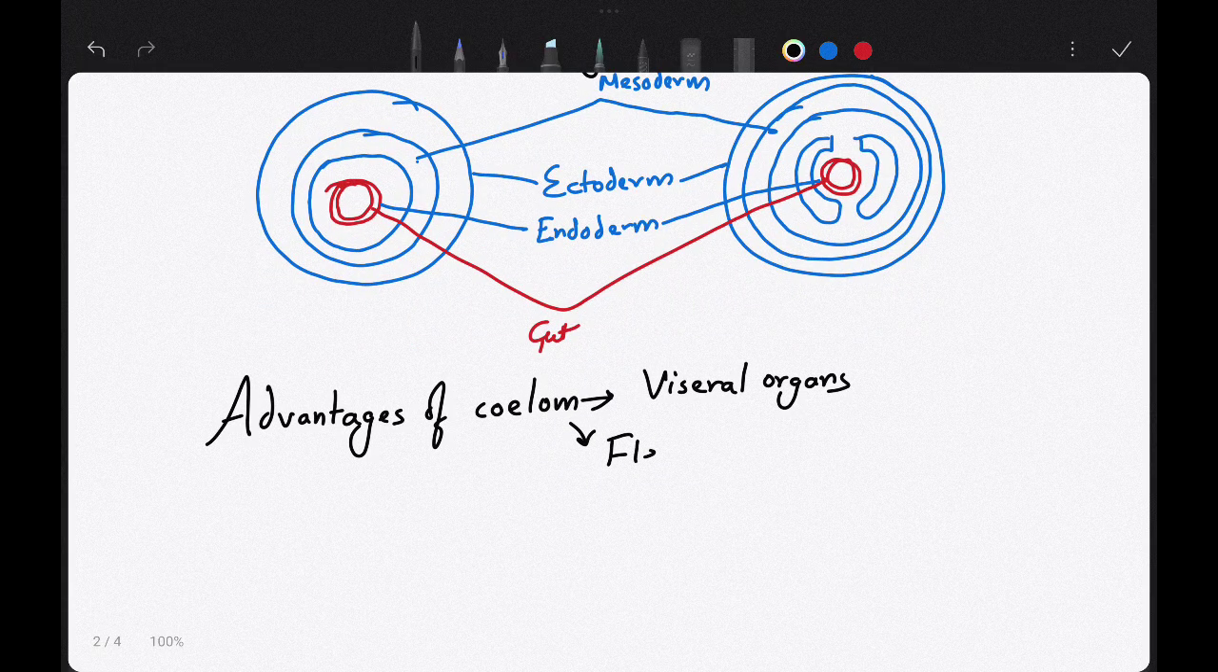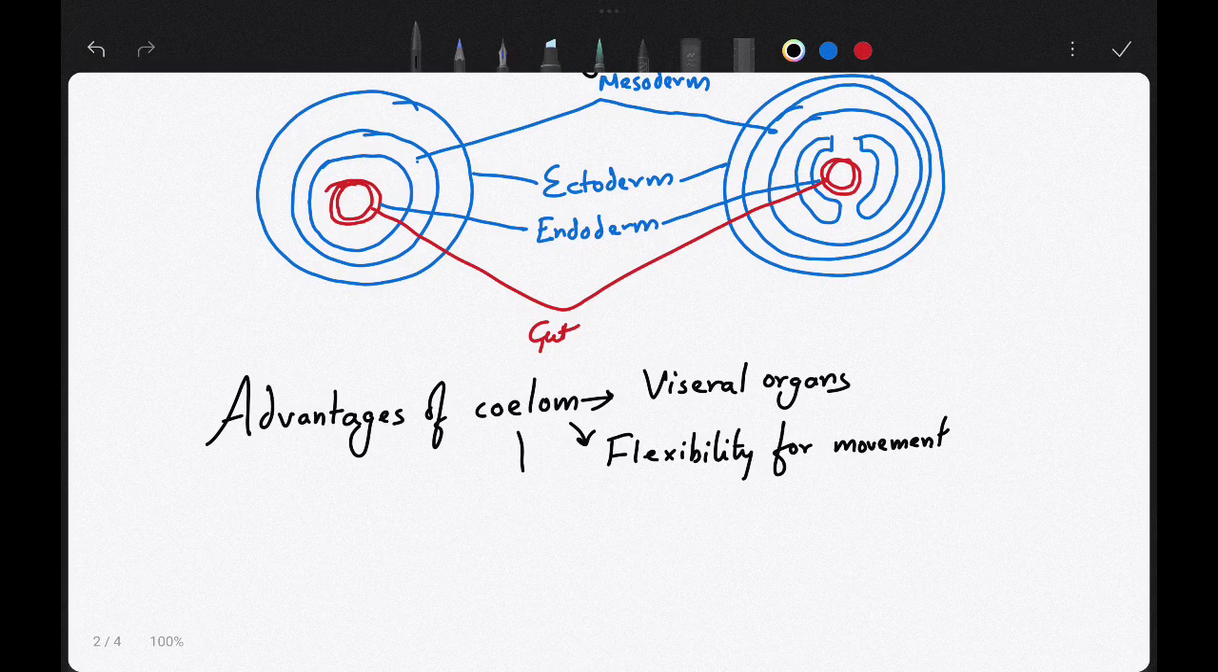Second, they give flexibility to the organism for movement. You may ask, sir, how does flexibility of movement help? Muscle contraction and relaxation become easier due to the presence of coelom. So muscle contraction and relaxation help the organism to move faster. This is aided by the presence of coelom.